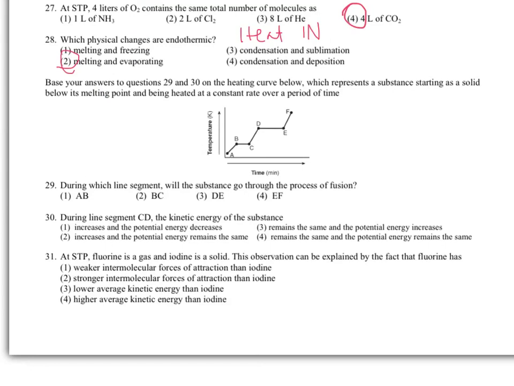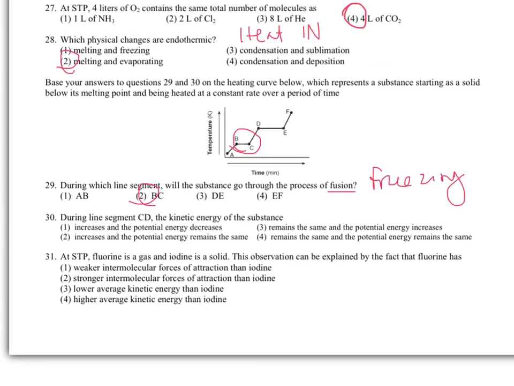Now, question number 29, we're looking for the process of fusion, and fusion is freezing. And during freezing, it's a phase change. During phase changes, there is no change in temperature. Freezing is a colder phase change than boiling. So BC is the fusion or freezing.